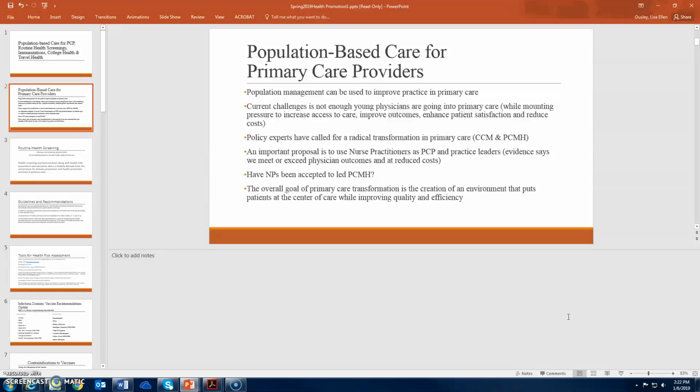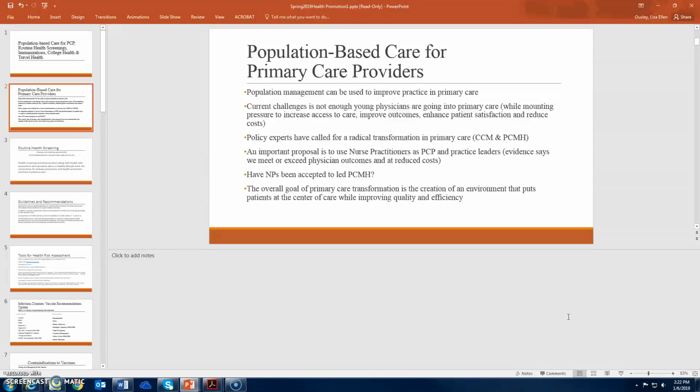Policy experts and our politicians have called for a radical transformation in primary care, and the way they propose this to happen is through a chronic care model and through a primary care medical home. And they feel like this would transform access to care and improve outcomes because there would be interdisciplinary management of the patient. And that in turn would enhance satisfaction and reduce cost. However, we don't have enough evidence behind that yet to see if that's transformative.